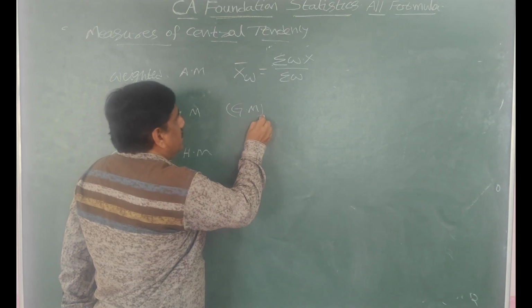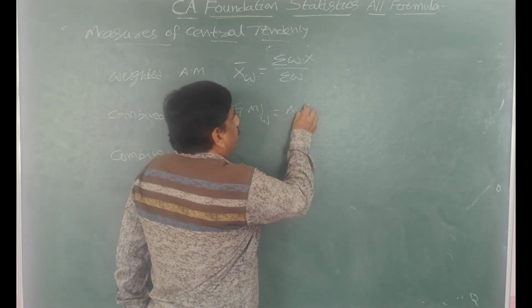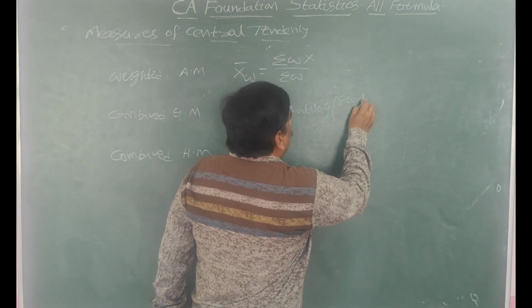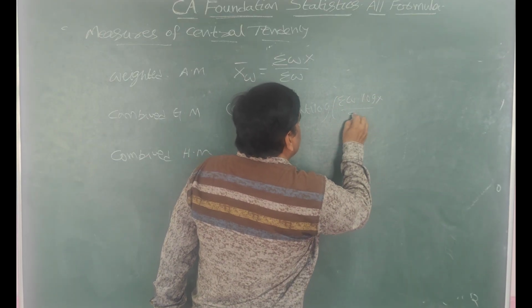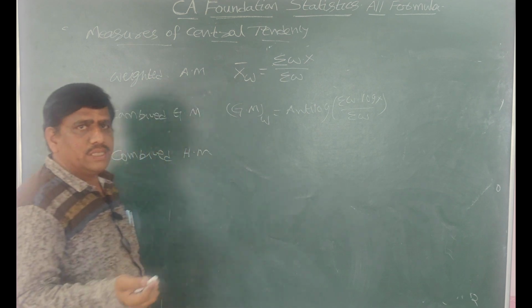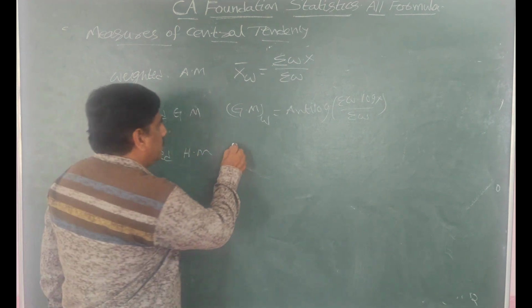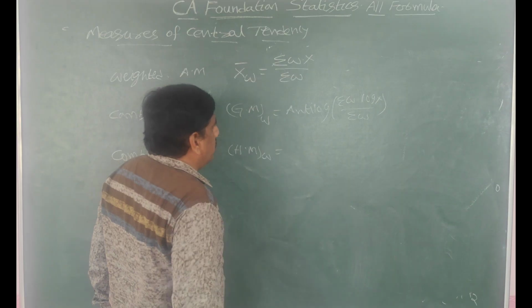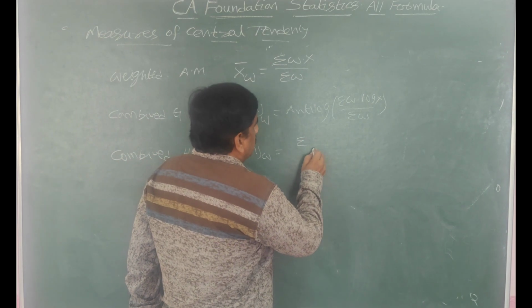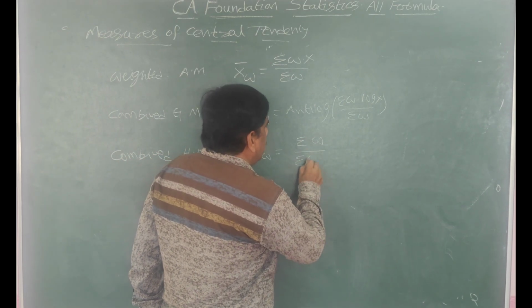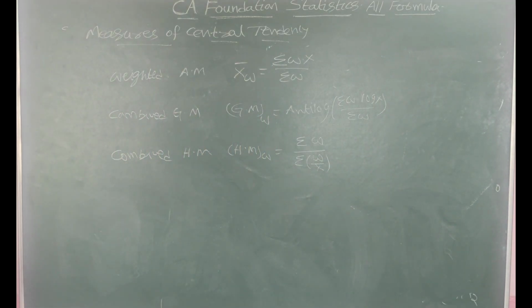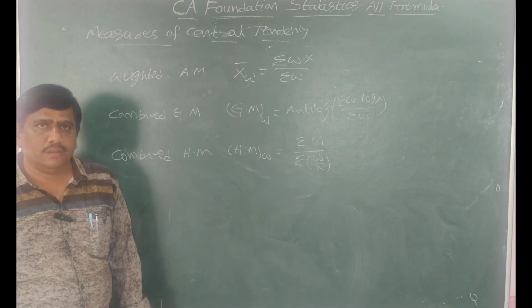Similarly, we have weighted GM also. GMw, that is weighted GM, is the antilog of summation W into log X divided by summation W. Instead of frequencies, weights. Combined HM, which is also used in average speed, has the formula summation W by summation W by X. This is the formula for combined HM, which is also used in average speed.